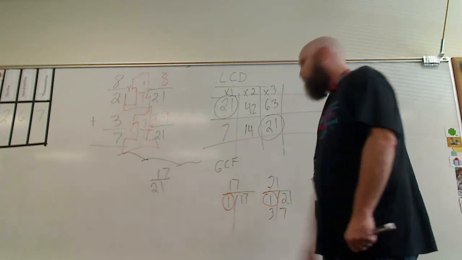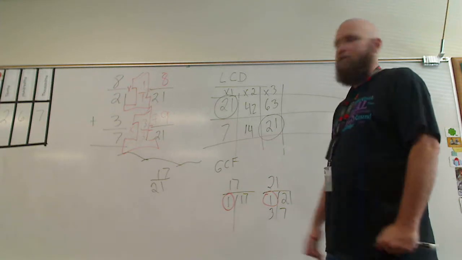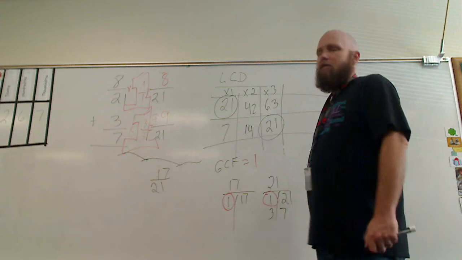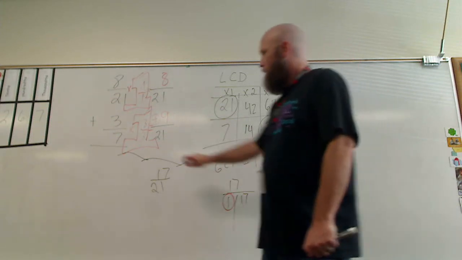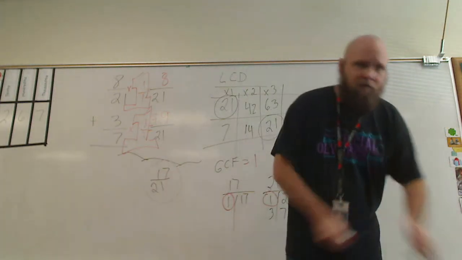Okay, then I identify what they have in common. They both have a 1 in common. Do they have anything else in common? No, they don't. Since they only have a 1 in common, my greatest common factor is 1. If my greatest common factor is 1, this fraction is already simplified. Okay, let's work a subtraction problem.